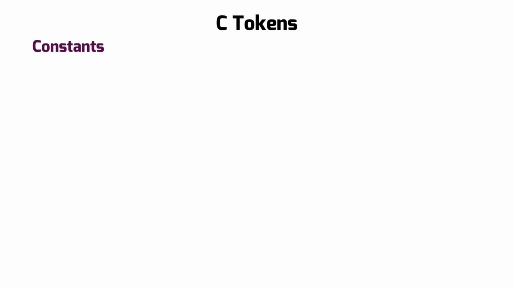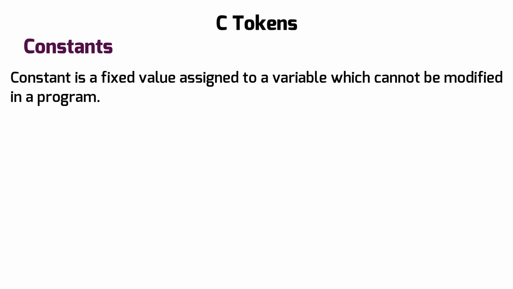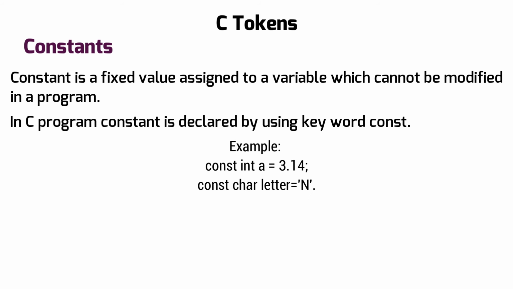Now coming to the next C token, that is a constant. A constant is a fixed value assigned to a variable which cannot be modified in a program. In a C program, a constant is declared by using the keyword const, C-O-N-S-T. Example, const int a = 3.14. So 3.14, which is the pi value, is a constant value. Then another example, const char letter = 'n'. So here the variable name is letter, and I am assigning the constant value n to it.